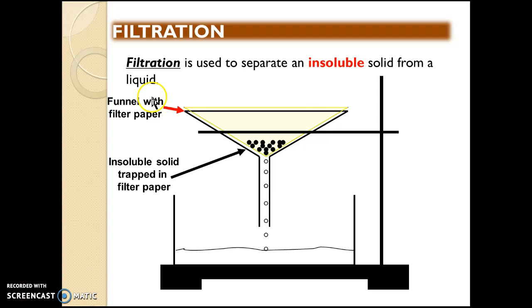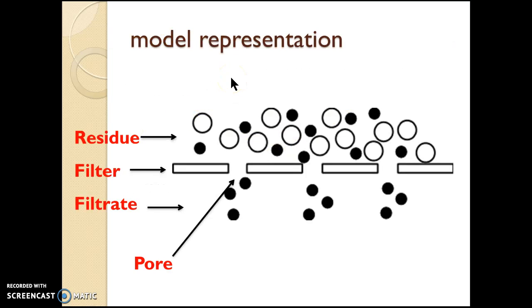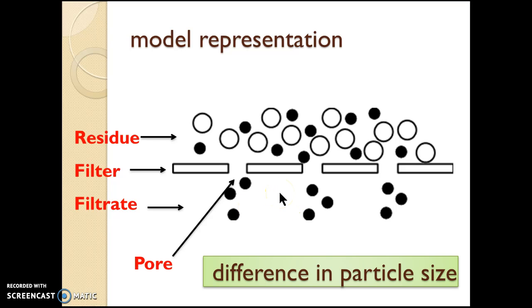Now I remind you, filtration is used to separate an insoluble solid from a liquid. Basically it is a funnel where we insert a filter paper. Here we have the representation of our filtration model. We have the residue, what is left behind, and we have a filter, and what is passing through the pores of the filter is called the filtrate. Now, the active principle is a difference in particle size.